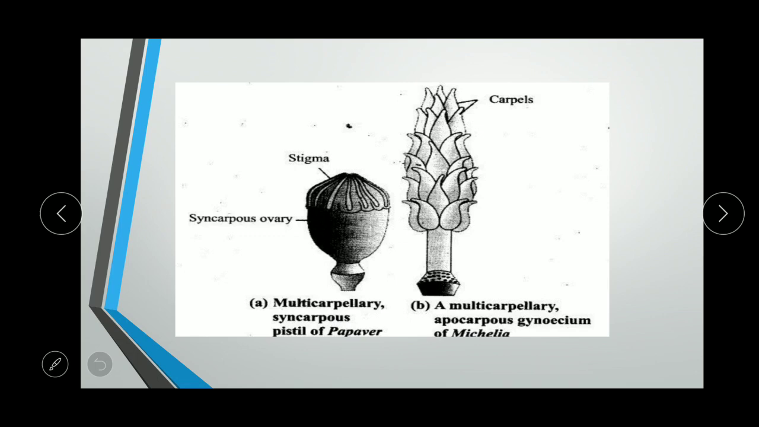Here you can see the carpels are free. There are a number of carpels. So they are multicarpellary, apocarpous, gynoecium of Michelia. And here they are multicarpellary, but they are fused. You can't distinguish them as individual units. That's why this is called multicarpellary syncarpous, as in Papaver. The examples are important: apocarpous in Michelia and syncarpous in Papaver.